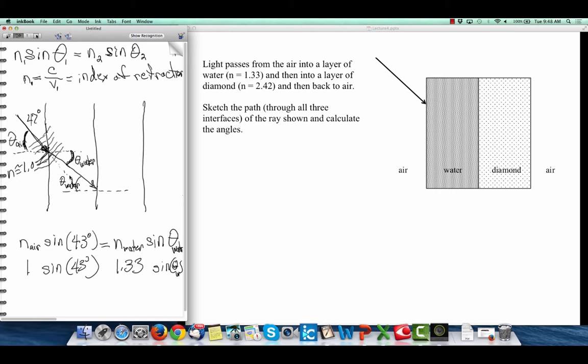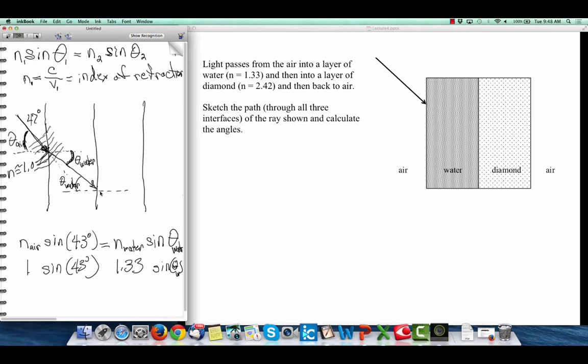So in calculating theta water for the first interface, because these interfaces are perfectly parallel to each other, these two angles happen to be the same. I'm going to show you a problem in a second where it's not true, but they happen to be parallel here. So I know the incoming angle theta water. This incoming angle theta water is a smaller angle than theta air. Theta air was 43, theta water is something smaller.